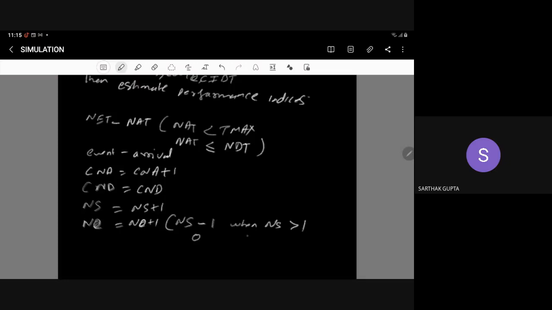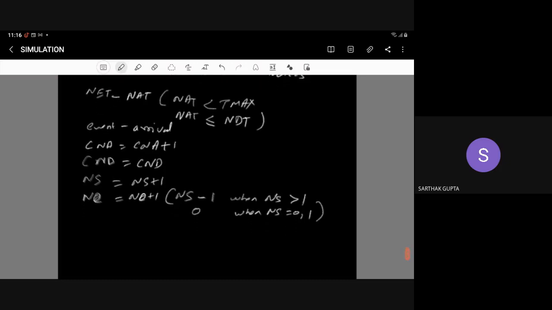Otherwise, it is 0. Means when NS is equal to 0 or 1, then we take NQ is equal to 0. Otherwise, it is always NS minus 1, because we are talking about the single server model. When we have the single server, only one customer is busy with the server, so the number of customers in queue will be NS minus 1.